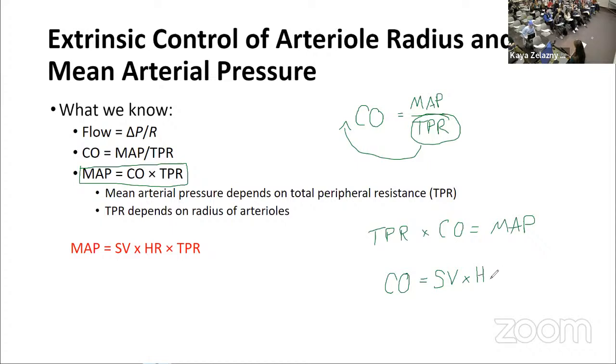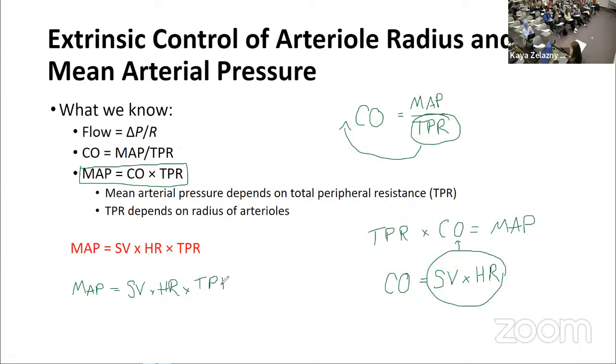Okay. So that's how we're getting to this larger, longer form. We've taken this stroke volume by heart rate and put it in for cardiac output. Right, so we've just broken down that concept, which is how we get to this larger equation that our mean arterial pressure is going to be equivalent to our stroke volume by our heart rate by our total peripheral resistance.